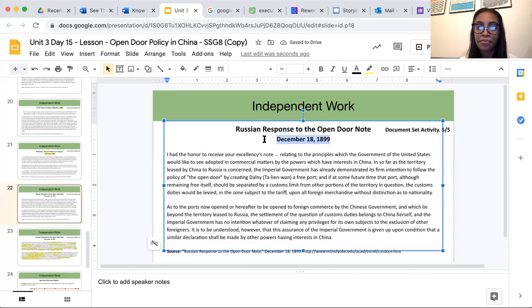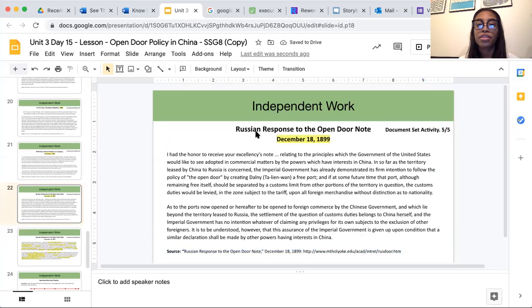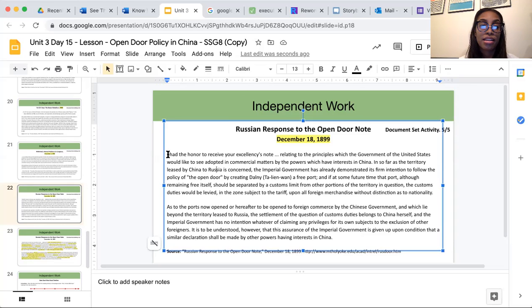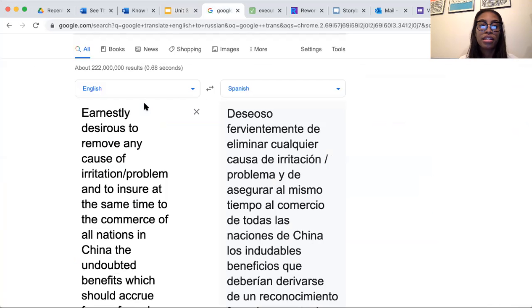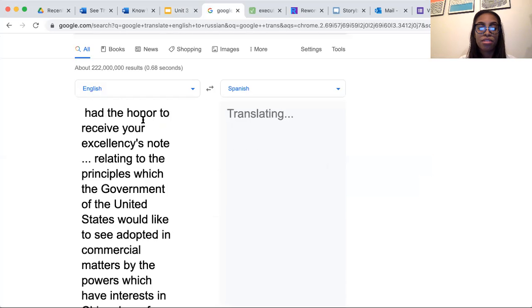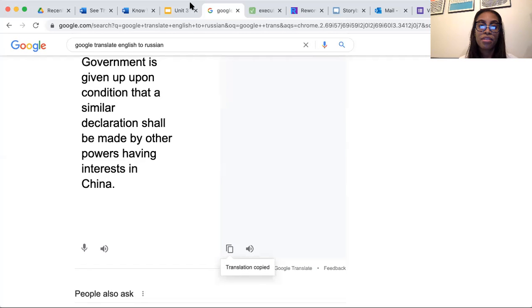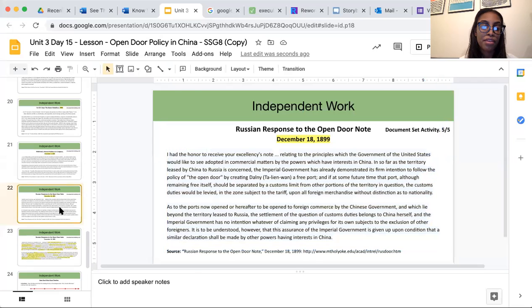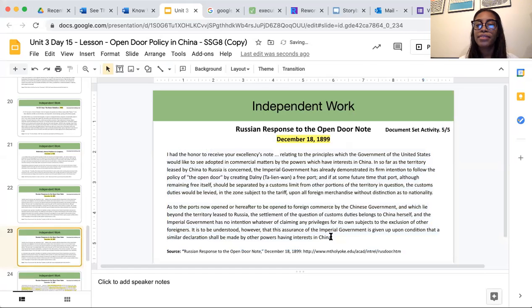And the letter that we really want to focus on here for this independent work is going to be this Russian response to the open door note. Something you can have the students do is read this side by side in their home languages. You can simply copy and paste the text into Google Translate, right? Let's say I want to translate from English to Spanish. There you go. And then you just copy paste it, put it wherever you need it to be. I'm going to duplicate the slide and copy paste. And that way they can read it side by side.